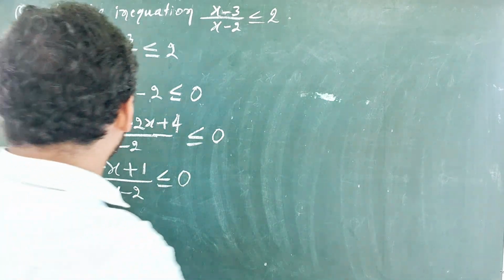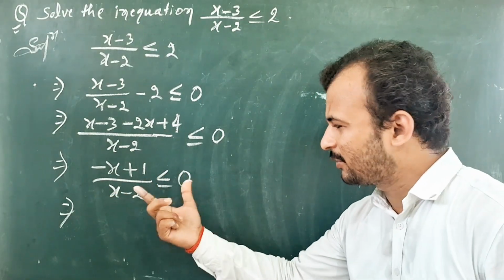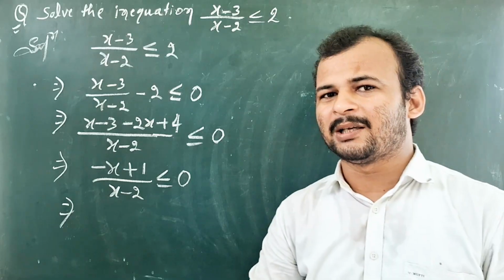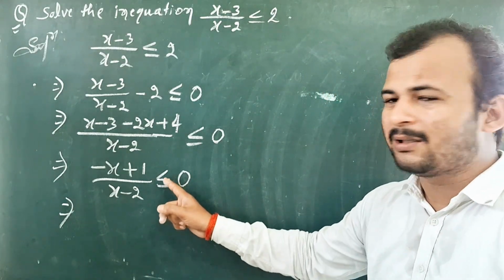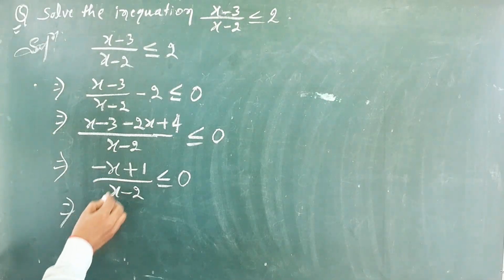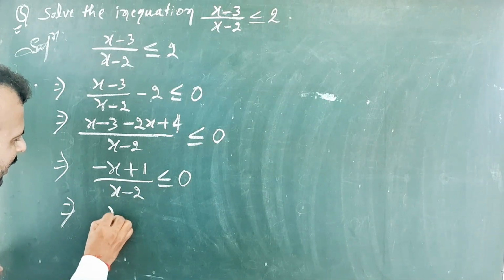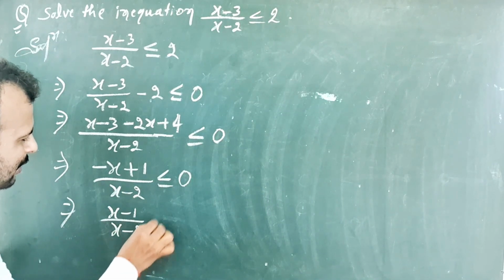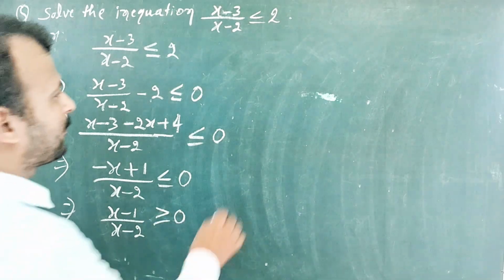Okay, now to remove the negative sign, we multiply on both sides by minus 1, and we know that if we multiply on both sides of an inequation by a negative number, then the sign of inequality must change, right? So by multiplying by minus 1 on both sides, we write here x minus 1 and the denominator remains the same, and this is greater or equal to 0.